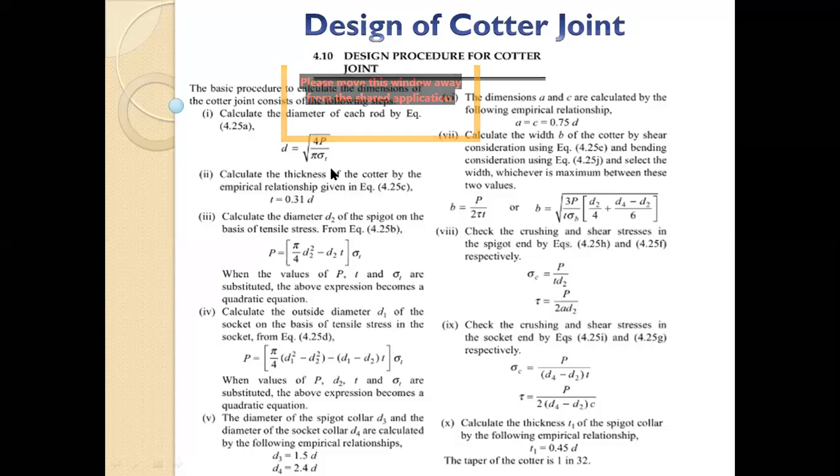So not all the time will we get the dimensions using formulas. Sometimes we use standard, empirical equations, get the dimensions, and check whether for those dimensions our design is failing or not. If it fails, then we increase the dimension. If it doesn't fail, we say our dimensions are safe.